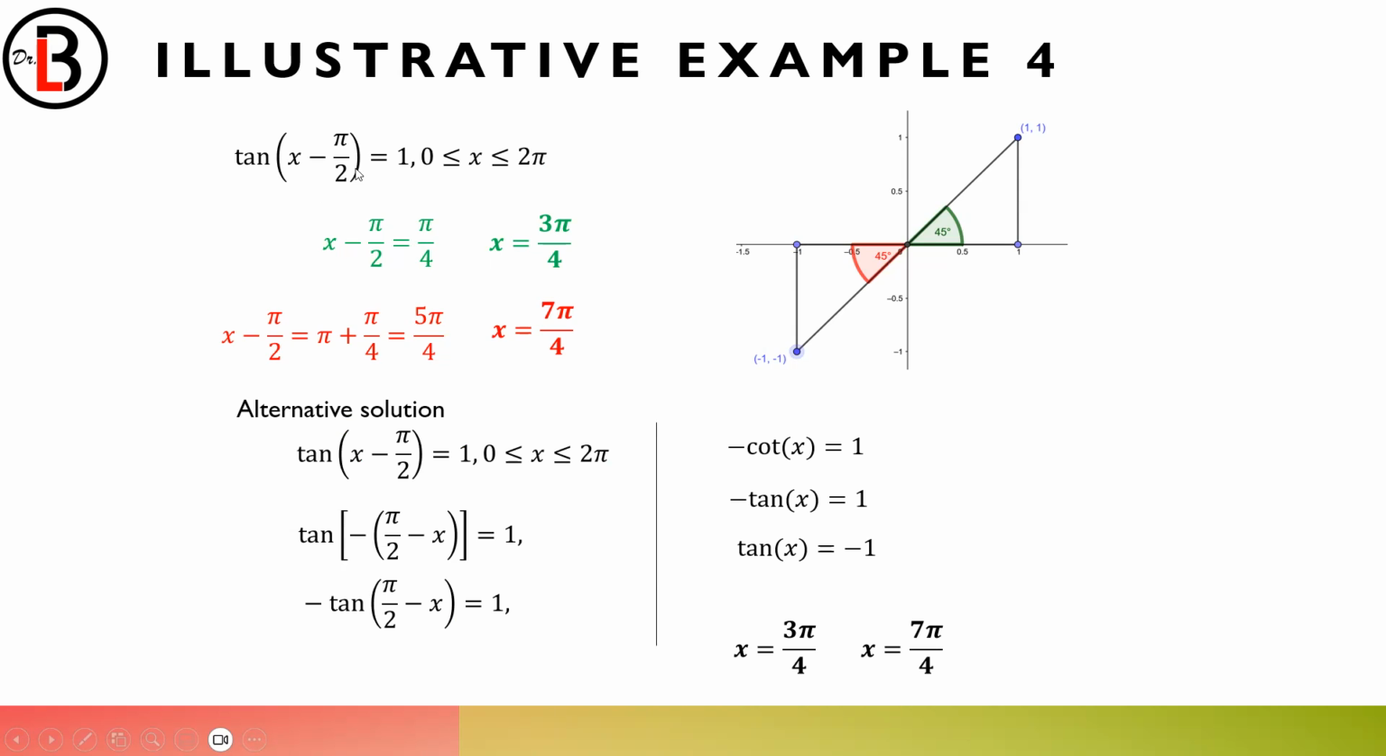So pi over 5, sorry, not 7. 5 pi over 4 and pi over 4 are the answers. However, you're asked x minus pi over 2. So x minus pi over 2 equals pi over 4. If I transpose this to the other side, I'll be able to solve for x is 3 pi over 4. And then in here, if x minus pi over 2 is equal to 5 pi over 4, if I transpose the pi over 2, I'll be able to get 7 pi over 4.